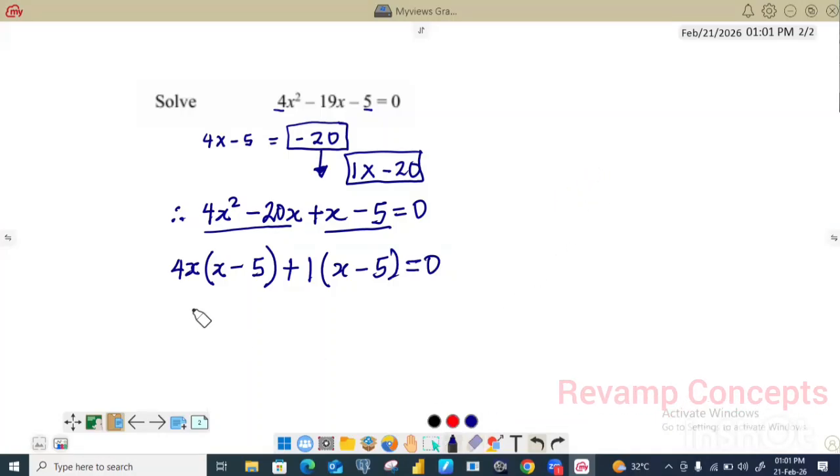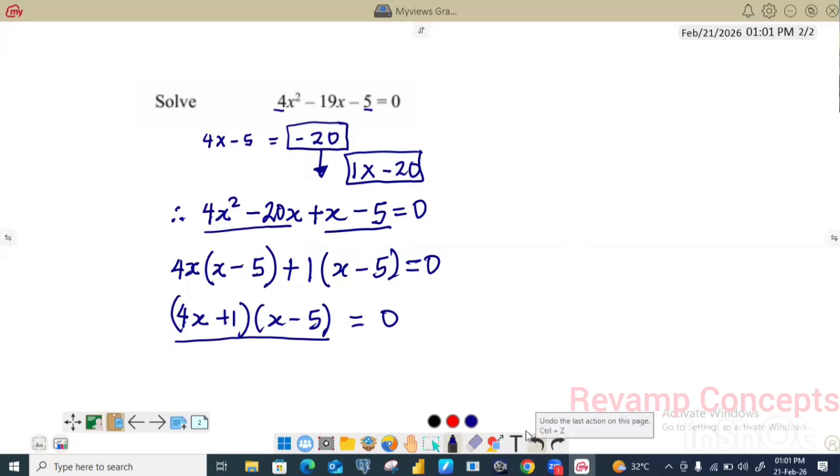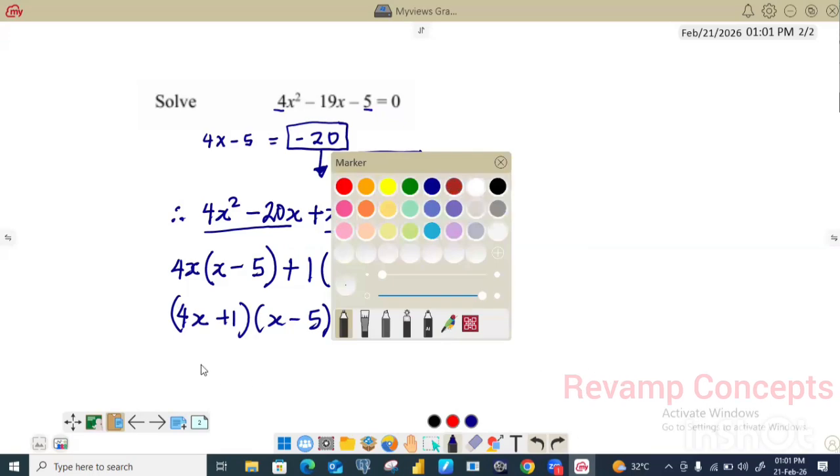Now we can move further by writing out these factors as 4x plus 1 in a single bracket, also x minus 5 in another bracket. Equate them to 0. Now, if you are factorizing, you have to stop at this point. But now we are solving. So we take it a step further, right? Okay. Now, how do we do that?